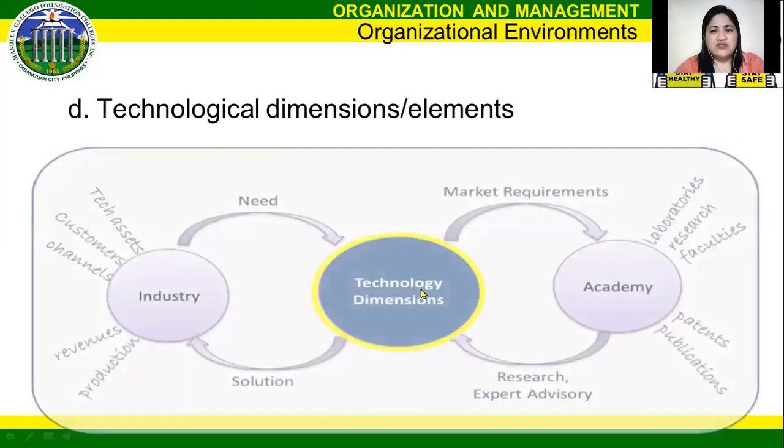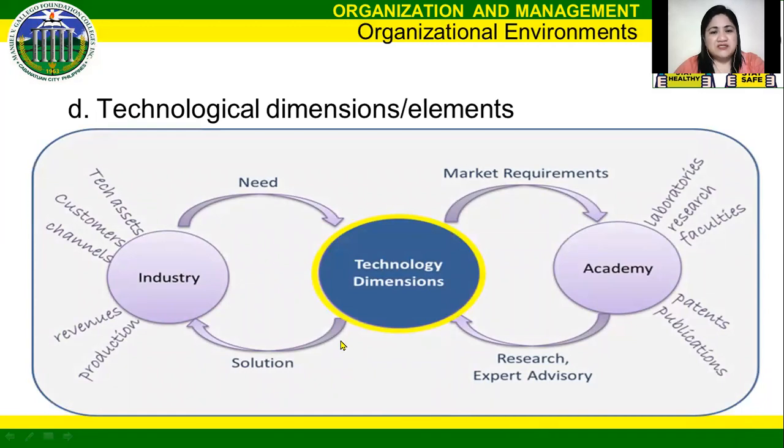The next is the technological dimensions or elements. Okay, every business organization, every organization also needs some form of technology. And along with the technology is your research. Kaya meron silang tie-up na yung industry natin. Ano ba yung kayang i-produce ng ating industry in terms of the technological needs of businesses, and how can the academe help in such production. So ang focus ng ating academe is more on the research, while the industry is more on the production.